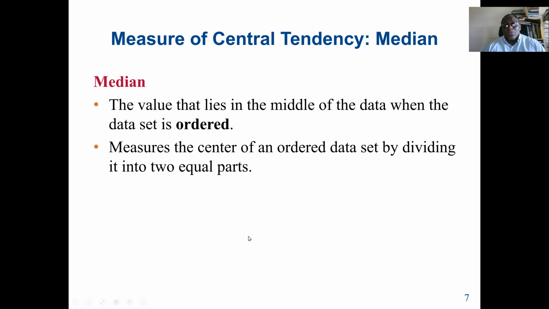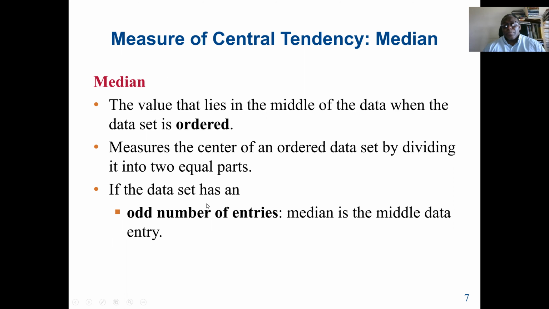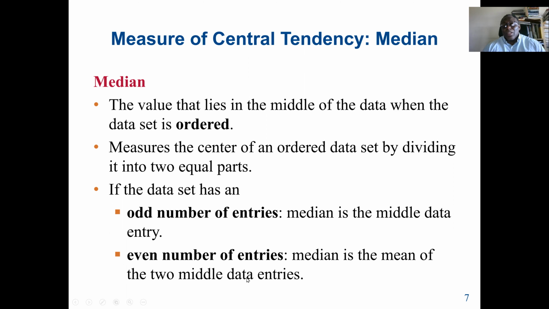So let's go through the steps here. They say measure the center of an ordered data set by dividing it into 2 equal parts. If the data set has an odd number of entries, then the median is the middle data entry, which means if the number of values we have is 13, we get only one middle, or if it's 9, we get only one middle. But if it's even, let's say 10, then we have two middle values and we find the average of them. So the median is the mean, which is the average of the two middle data entries.